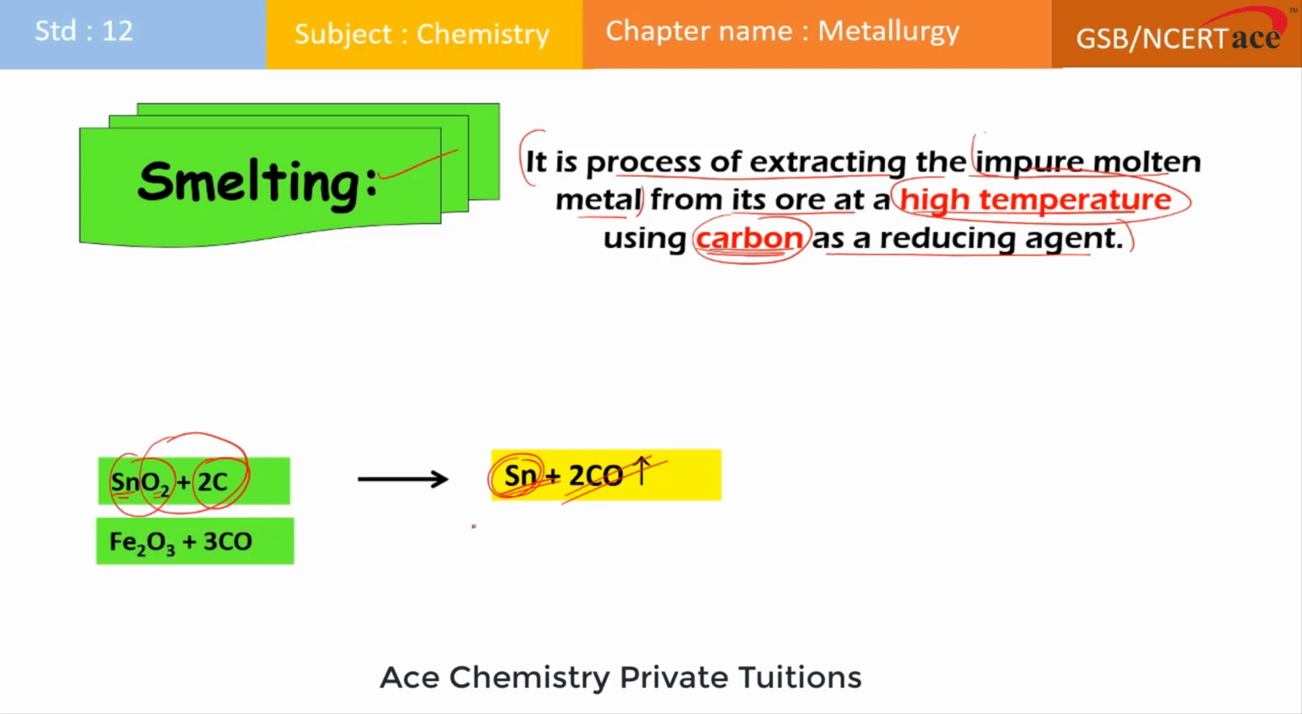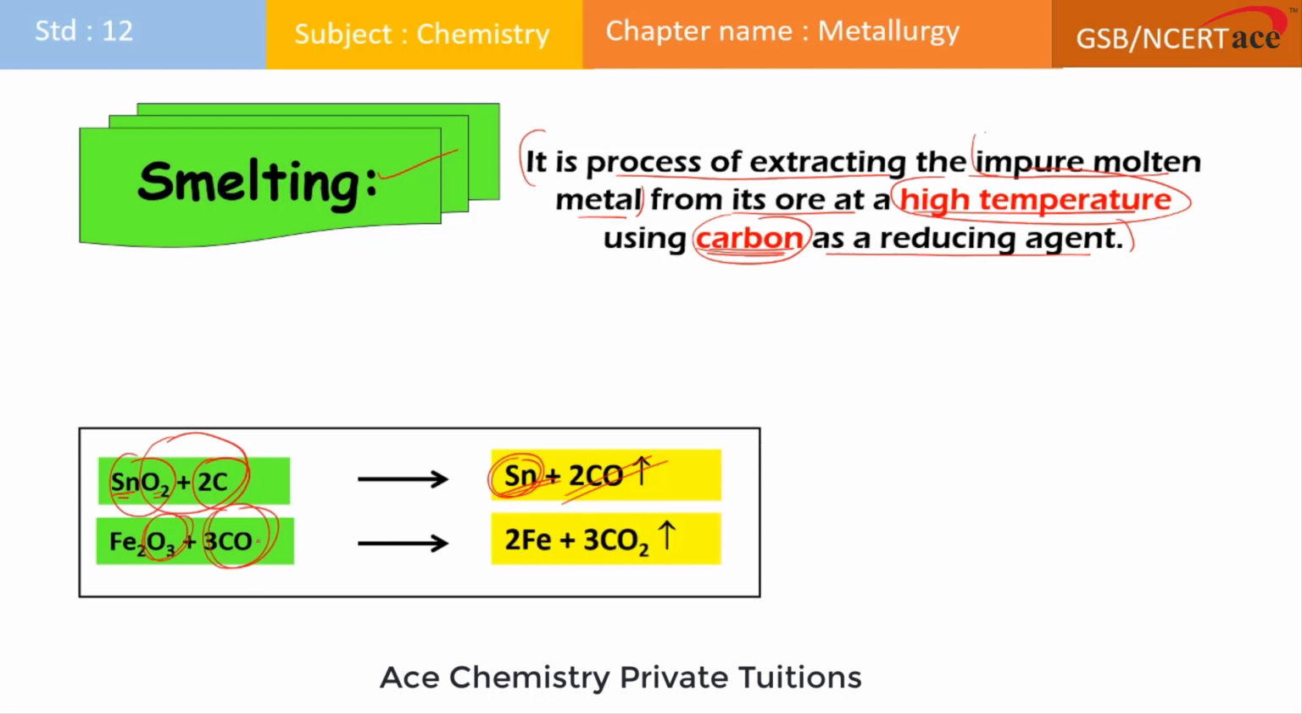Impure metal. Similarly, in this case, in Fe2O3, again we want to remove this oxygen. So here the reducing agent which is used is what? Carbon monoxide. Yes, carbon and carbon monoxide can be used as reducing agents. So here carbon monoxide removes this oxygen, like carbon removes oxygen here, and it forms a gaseous product which can be removed, and it gives the residue of what? Iron metal. So these are the examples of smelting, where we are getting impure metal or crude metal from its oxide when that oxide is heated with a reducing agent at very high temperature.